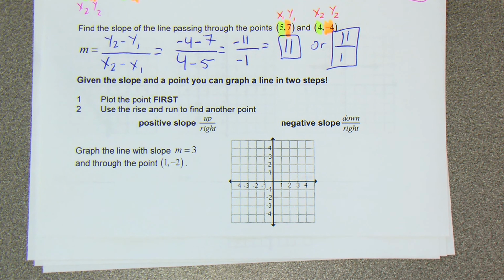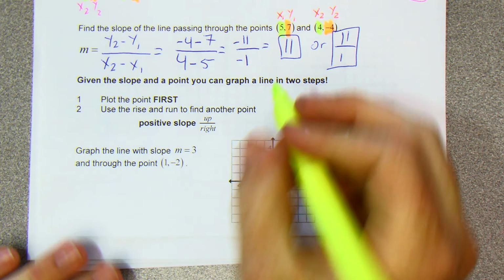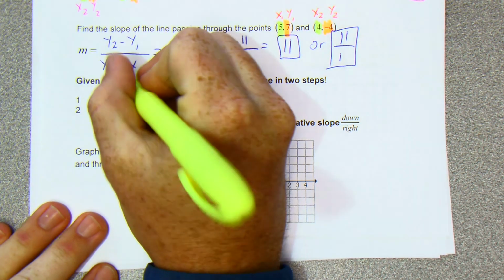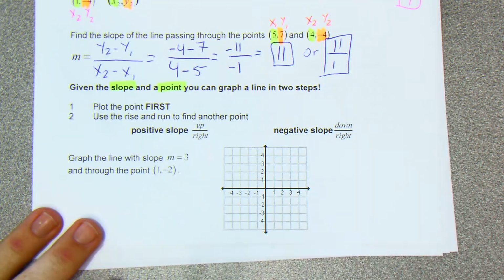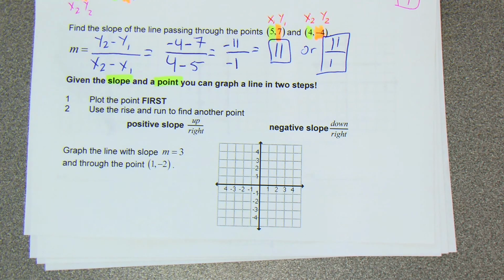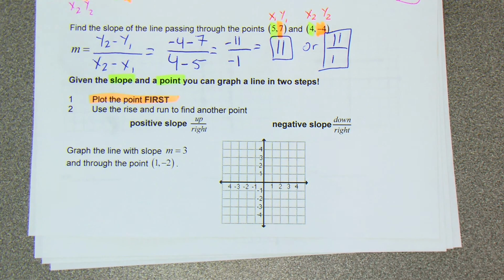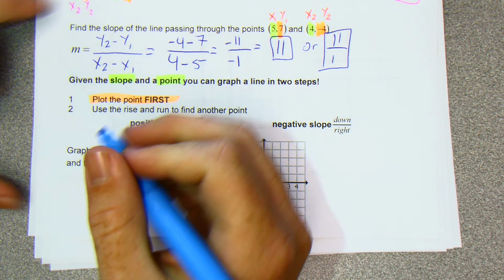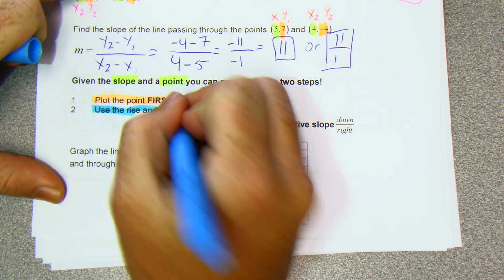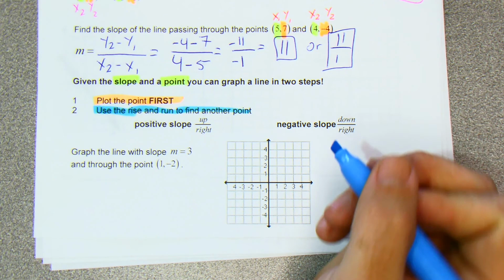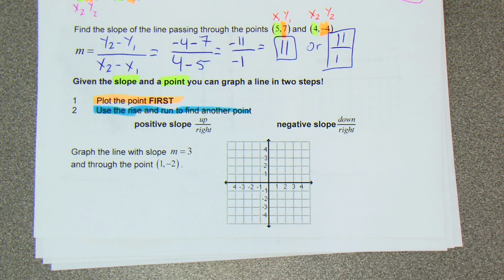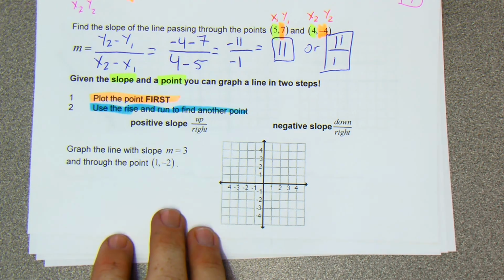So it says, given the slope and a point, you can graph the line in 2 steps. So we need a slope and a point, and we can graph the line in 2 steps, okay? First, we just have to plot the point that it gives us. And then we use the rise and the run to find another point and plot that. And you guys know once we have 2 points on a graph, we can graph our line. All we need is 2 points to make a line, okay?